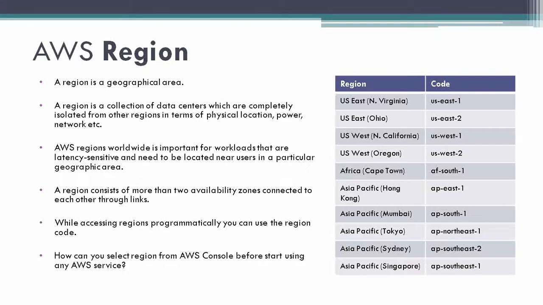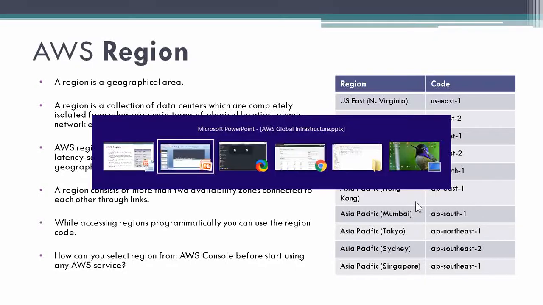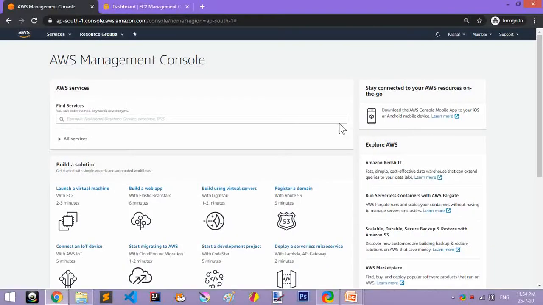Suppose you want to use any service, for example an EC2 instance, and you want to create your own EC2 instance. Before you use any service, you have to choose a region. So from where and how can you choose your region? You have to first sign into your AWS account, and you can see your AWS management console.